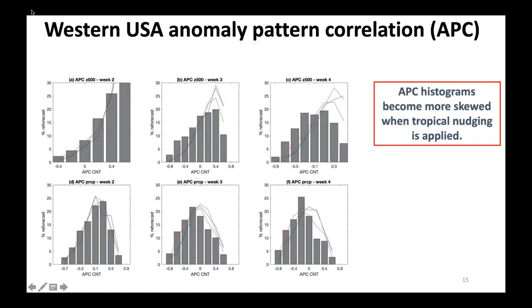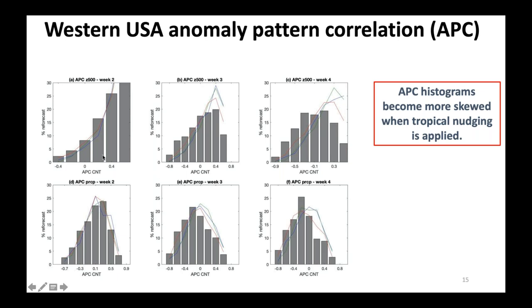There's also a change in the histogram of these anomaly pattern correlations over our forecast period. And that's what I'm illustrating here, with Z500 at the top and precipitation at the bottom.